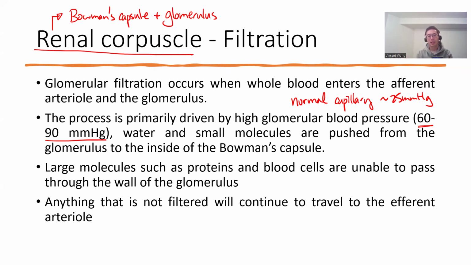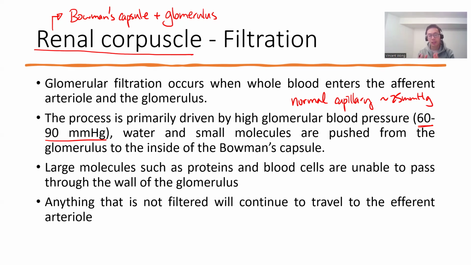We talked about capillary exchange a long time ago. On the arterial end, blood pressure is about 30. On the venous end, it's about 15. So in between, it's about 25 mmHg. So in the glomerulus, it's a little bit over 2 times and sometimes 3 times as high as normal blood pressure in the capillaries.